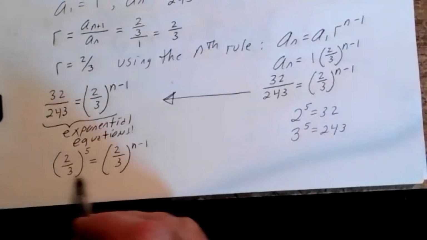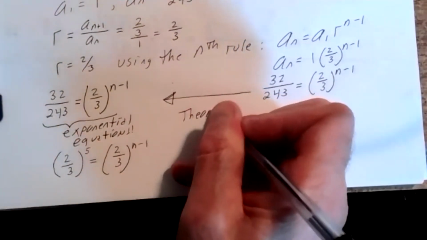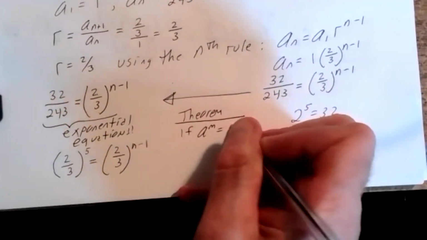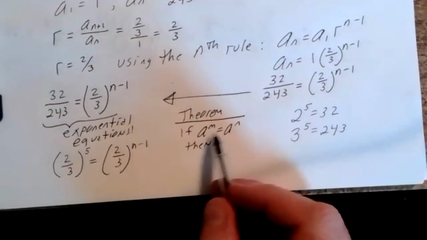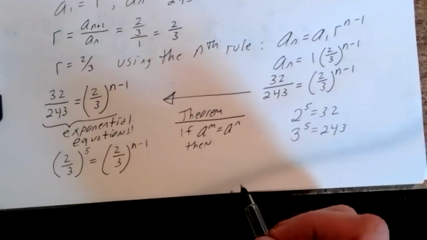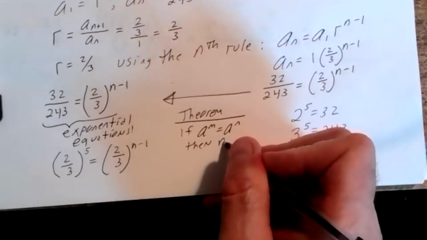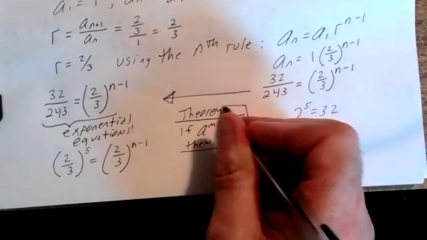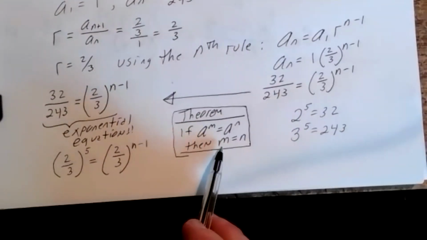Now, to solve this exponential equation for n, we tap into a theorem. And this theorem says this: if a to the mth power is equal to a to the nth power, then, ladies and gentlemen, what would have to be true about the exponents? What do you think? The exponents would have to be equivalent to each other. Does that seem reasonable? That seems pretty reasonable, intuitive, doesn't it? Unlike most theorems, this one's very intuitive.